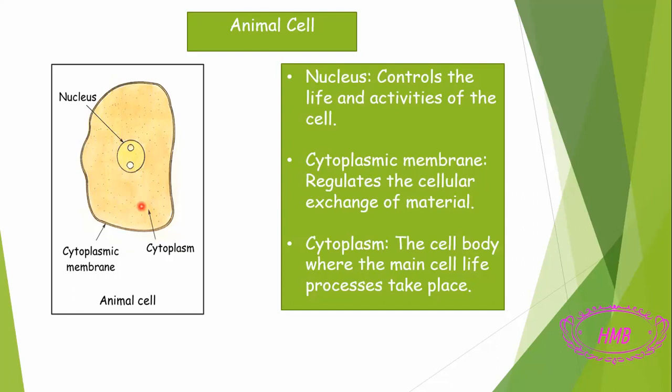To summarize, animal cells are found in the bodies of humans and animals. An animal cell is made up of three parts: nucleus, cytoplasmic membrane, and cytoplasm. These are all of the information about the animal cell.